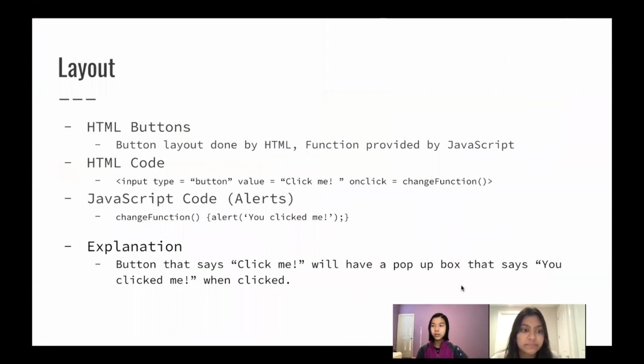The general layout of HTML buttons is that setting up the button is done by HTML while the function is coded for in JavaScript. Listed below are the HTML and JavaScript code for a button and also producing alerts on a web page, which we'll cover in more detail on the next couple of slides. The example here codes for a button that says click me, and it'll open up a pop-up box that says you clicked me when clicked.